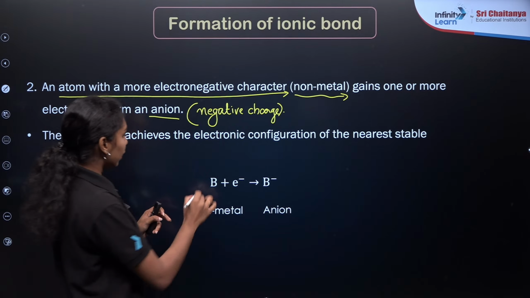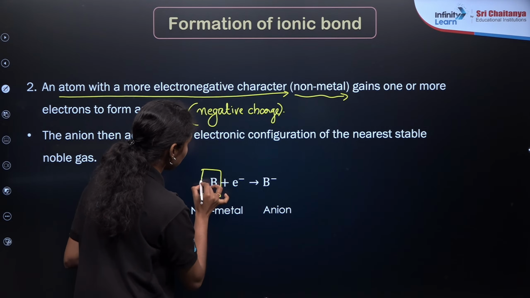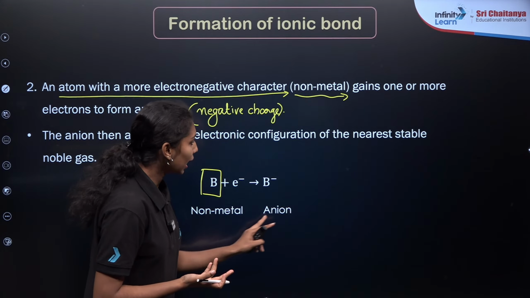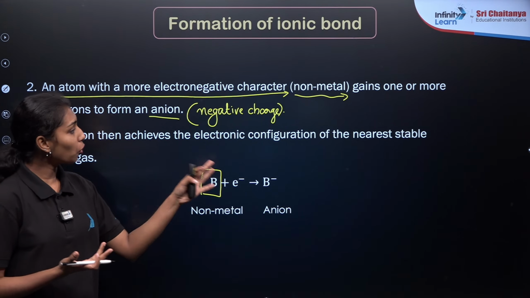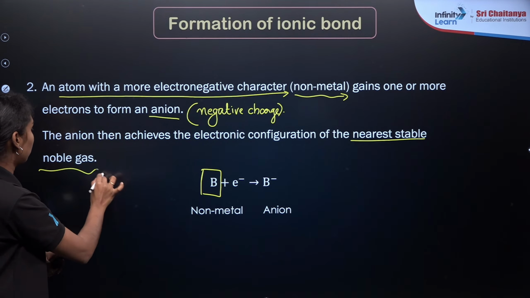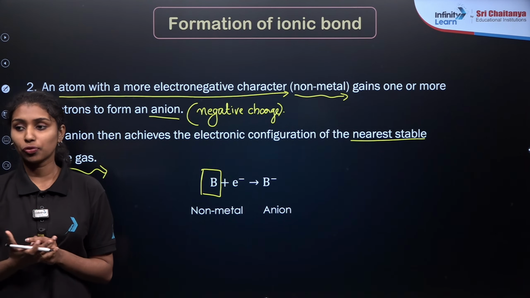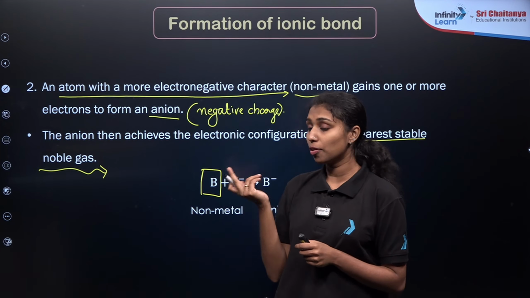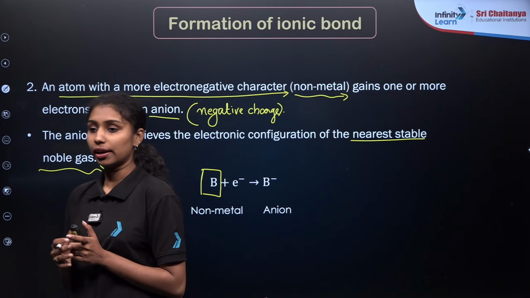Now you can see here, B will be the non-metal. This B will accept one electron to form the B minus ion, which is known as the anion. So easily it will also form the nearest stable noble gas configuration. I hope you understand how the ionic bond is formed. The metal loses an electron, and that electron is gained by the non-metal to form the corresponding ionic compound.